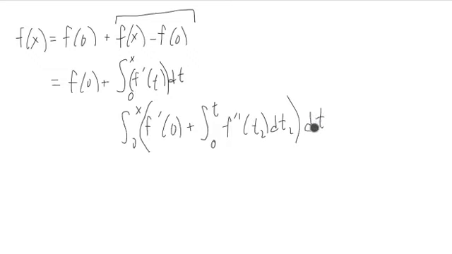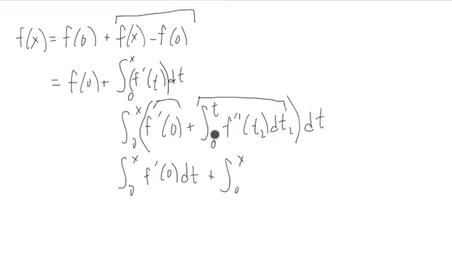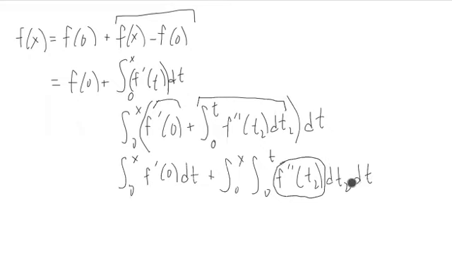Okay, now we're going to repeat this process one more time on this, but before we do that, let's split the dt integral up into two parts. We're going to get integral from 0 to x, f prime of 0 dt, plus integral 0 to x of this other part right here, 0 to t, f double prime of t2, and then we have dt2, and we have dt. All right, so this part's going to be inside of here.